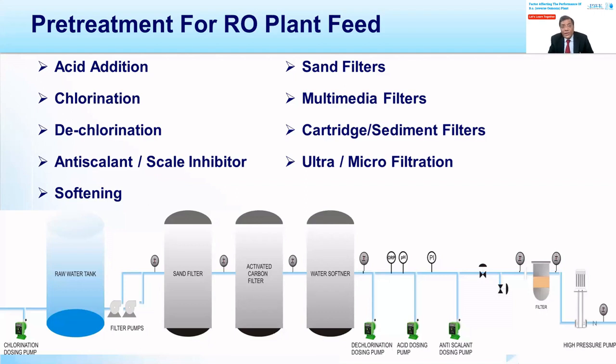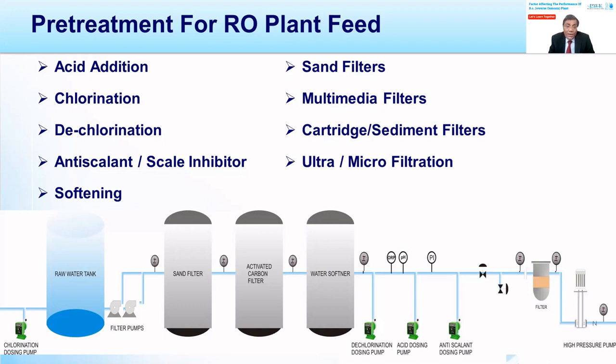What are the pre-treatment options? In pre-treatment, especially where we have increased recoveries of the system, we have acid addition, and if organic matter, bacteria, or algae are present, we have to do chlorination. Once we do the chlorination, as defined earlier in the data sheet, we have to do dechlorination. It can be done by incorporating an activated carbon filter in the system, or by the addition of sodium metabisulfite.